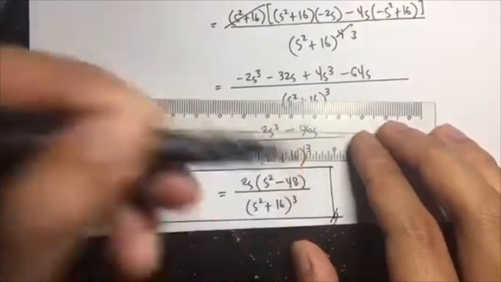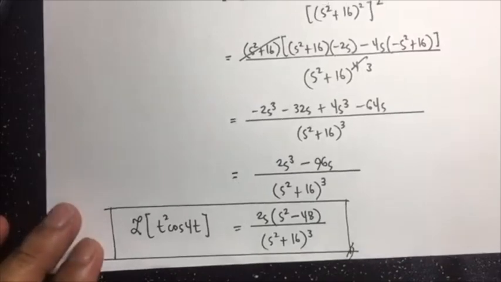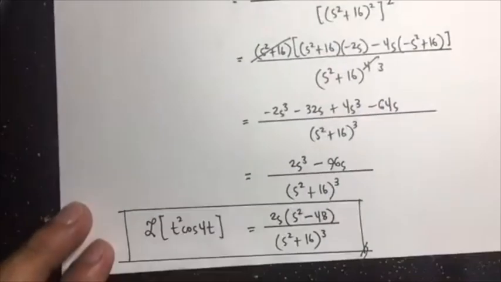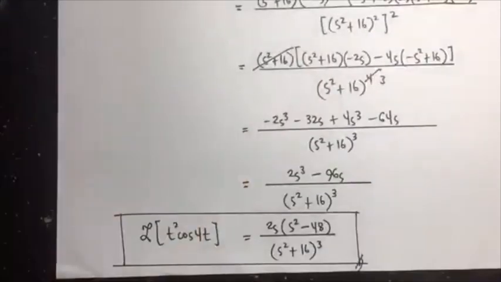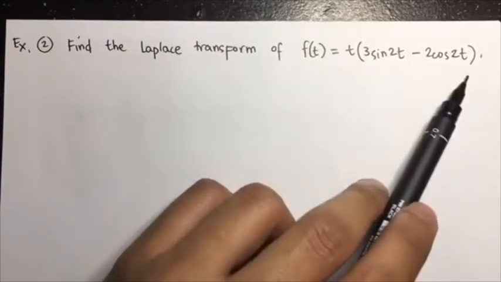Okay, so that is very simple, and it will require your knowledge of, of course, the derivatives. Okay, so another example. Find the Laplace transform of f of t is equal to t times 3 sine 2t minus 2 cosine 2t.